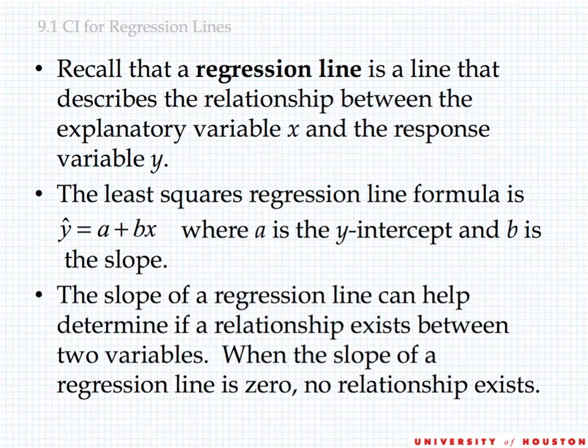The slope of a regression line can help determine if a relationship exists between two variables. When the slope of a regression line is 0, no relationship exists.